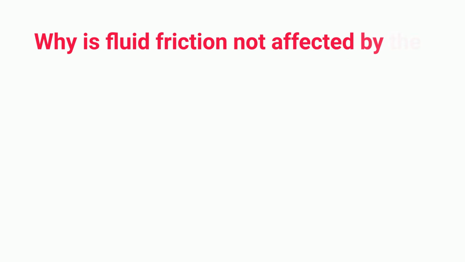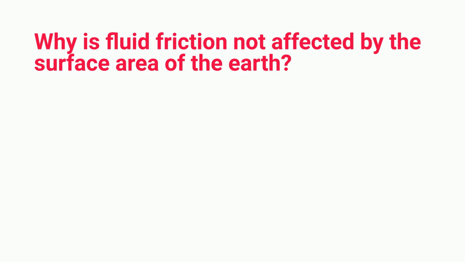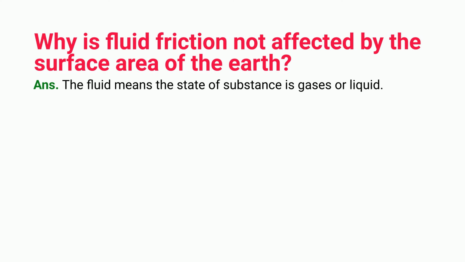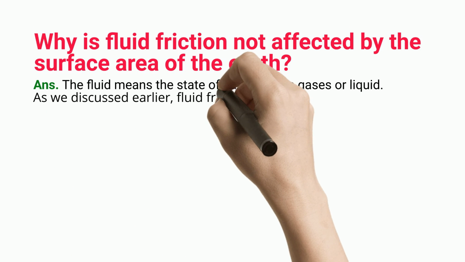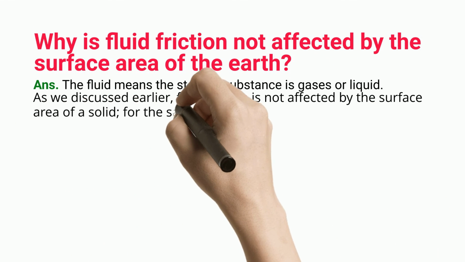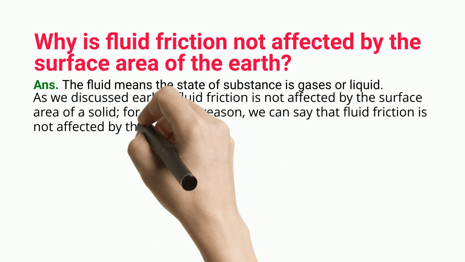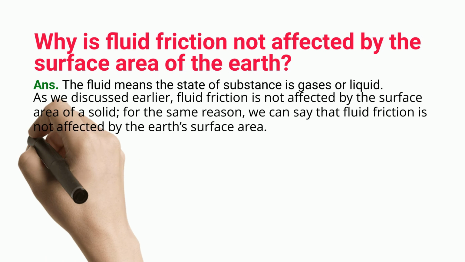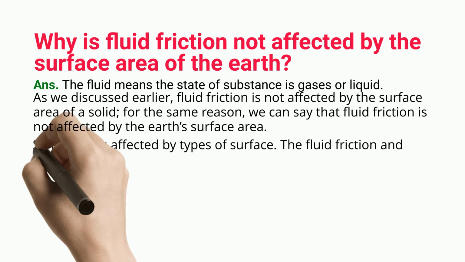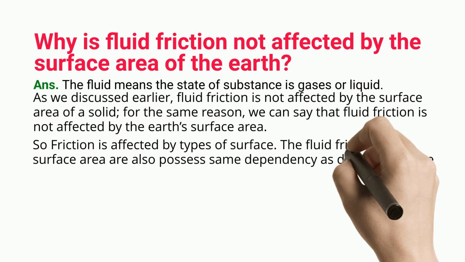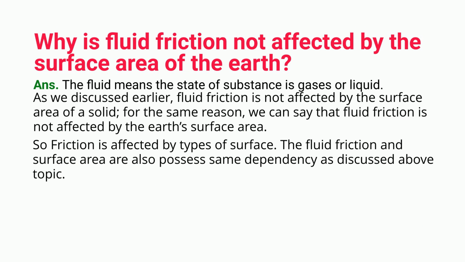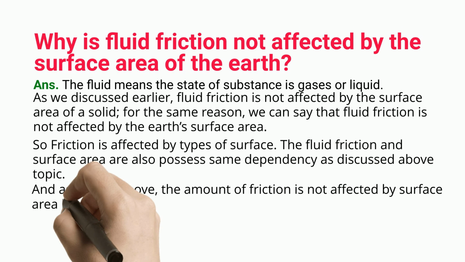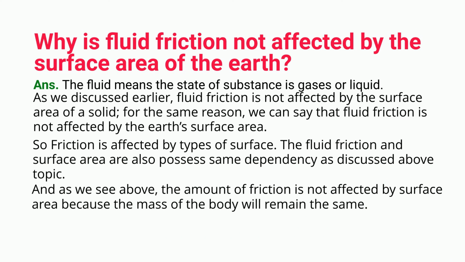Why is fluid friction not affected by the surface area of the Earth? A fluid means the state of the substance is gas or liquid. As we discussed earlier, fluid friction is not affected by the surface area of a solid. For the same reason, we can say that fluid friction is not affected by the Earth's surface area. So friction is affected by the type of surface. Fluid friction and surface area also possess the same dependency as discussed above. And as we saw above, the amount of friction is not affected by surface area because the mass of the body will remain the same.